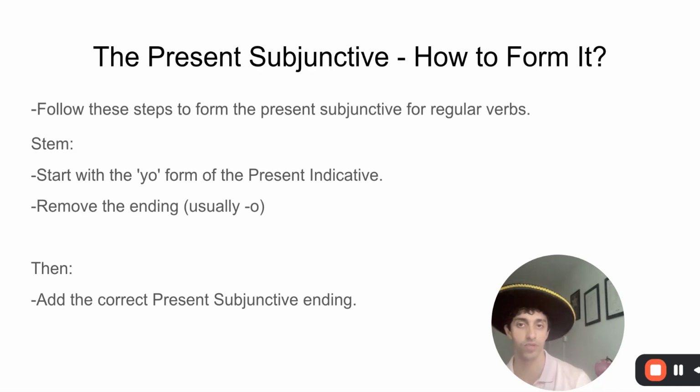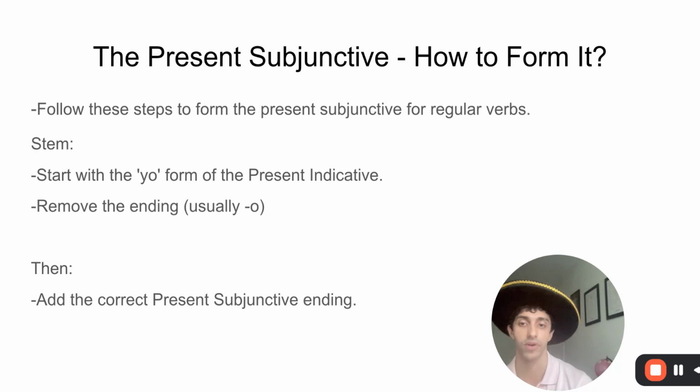Okay, so we're now going on to the formation. We're going to look at the present subjunctive first, then the imperfect subjunctive. So how can you form the present subjunctive? For regular verbs, you would start off with the yo form, the I form, from the present indicative tense, which is likely for most students the first tense that you ever learned in Spanish. And then you would remove the ending, which is usually just the letter O in Spanish. Not always, but usually it would simply be the letter O. That gives you the stem, the first part of the present subjunctive form.